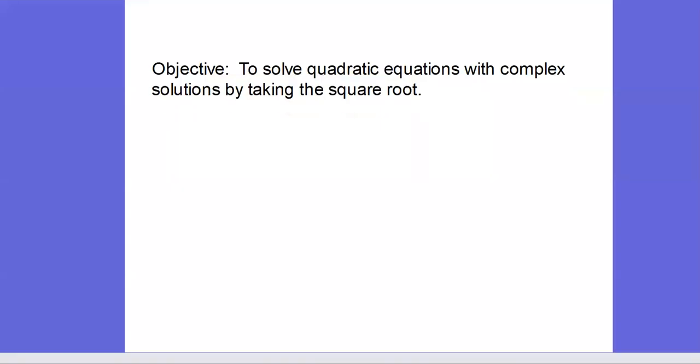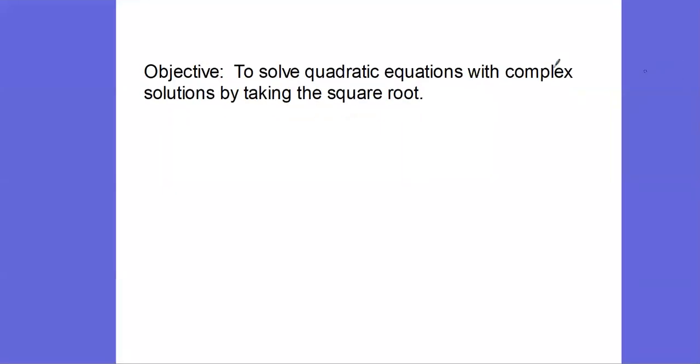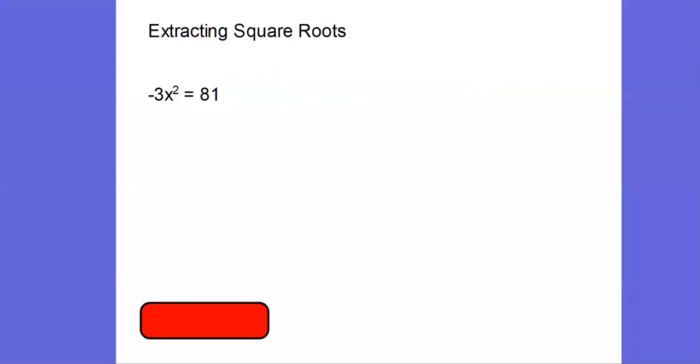Our objective is to solve quadratic equations with complex solutions by taking the square root. So remember, whenever you're dealing with quadratic equations, you know you're dealing with an x squared somewhere in there and no exponent larger than that. When you're dealing with complex solutions, you're dealing with square roots of negatives or i's. And we're just going to try to solve a quadratic equation that has solutions that involve imaginary numbers.